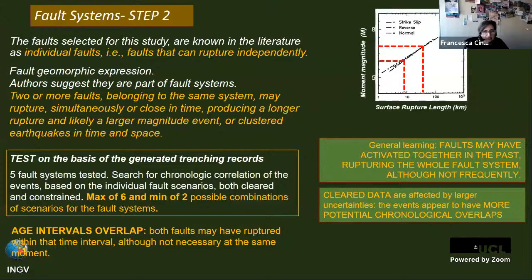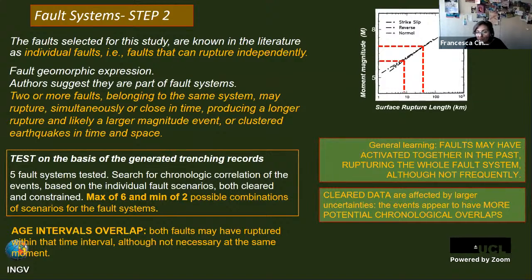So what we did to explore these possibilities was a test on 5 fault systems, based on the generated trenching record, and a search for a chronological correlation of the events based on the individual fault scenarios. And what we found is a maximum of 6 and minimum of 2 possible combinations of scenarios for the fault system. So the concept is that if age intervals overlap, both faults may have ruptured within that time interval, although not necessarily at the same moment.